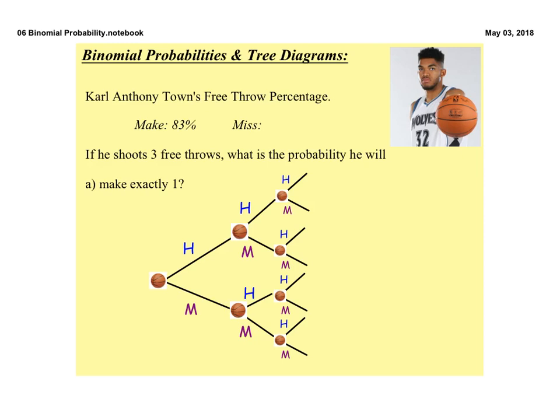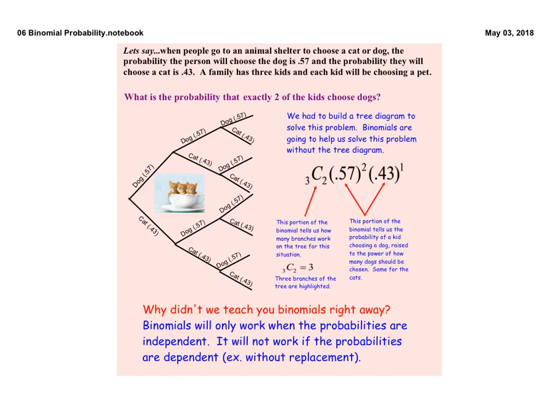I am going to skip through these first couple slides on the basketball, Carl Anthony's free throw, and I want to get right to this one because it's going to help me explain why it's related to tree diagrams and how it's kind of a shortcut for it. So first, this problem says when people go to an animal shelter to choose a cat or a dog, the probability that the person will choose a dog is 0.57, and the probability that they will choose a cat is 0.43. And a family has 3 kids, and each kid will be choosing a pet. First of all, this family is incredibly kind. To let all of their kids choose an animal on the same day is just a crazy thought. So this problem says, what's the probability that exactly 2 of the kids choose dogs?